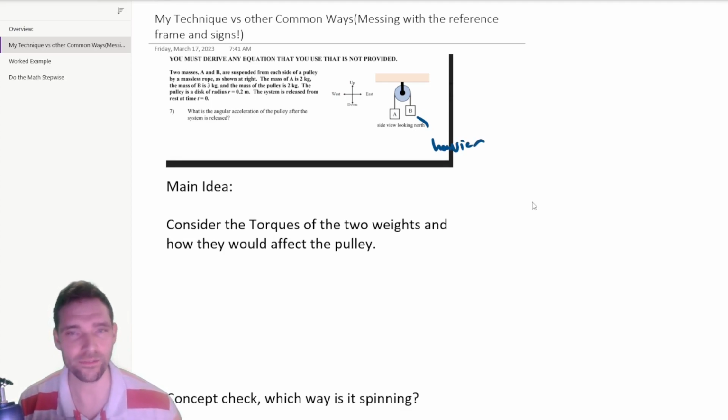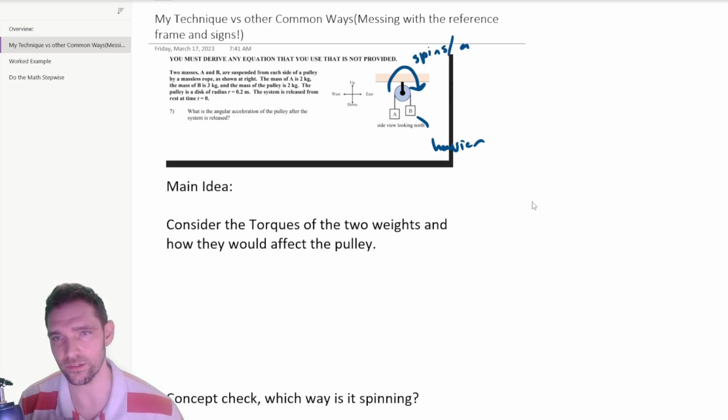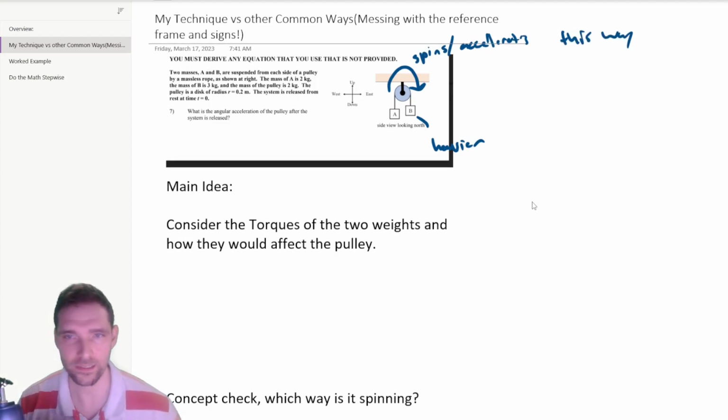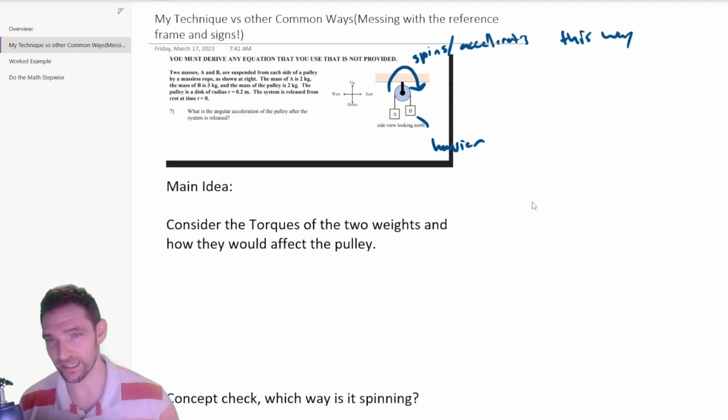And because it's heavier, I know it's going to spin, slash accelerate, this way. And so it's a matter of trying to figure out how the torques combine and how the signs of those torques combine. And it gets a little bit confusing because there's G and there's mg. Are you adding mg? Are you subtracting mg? And it's really, really messy.